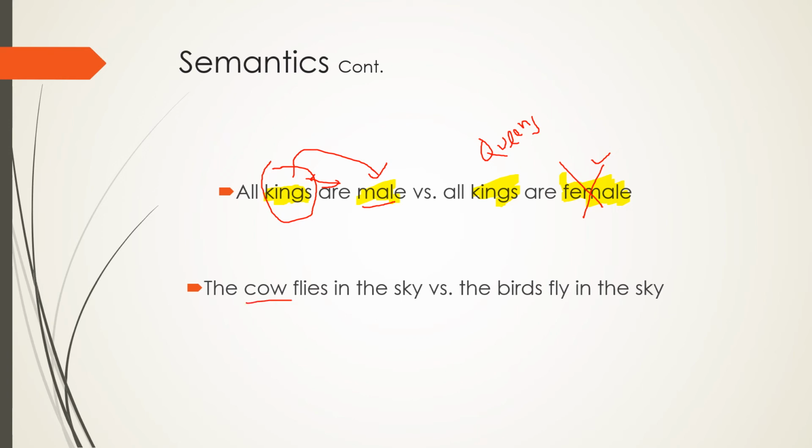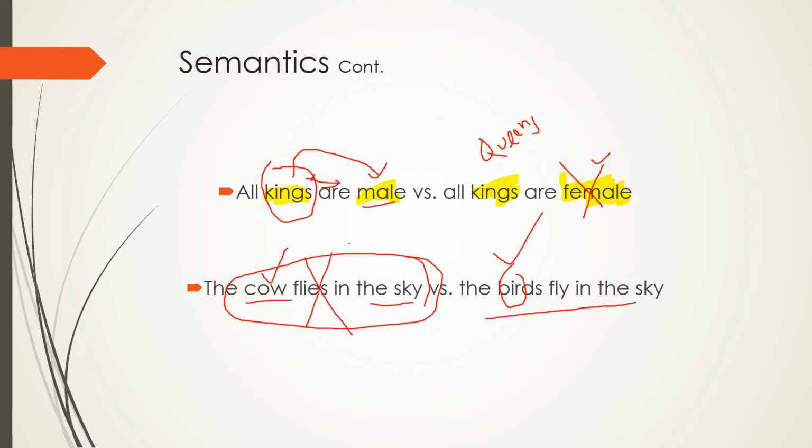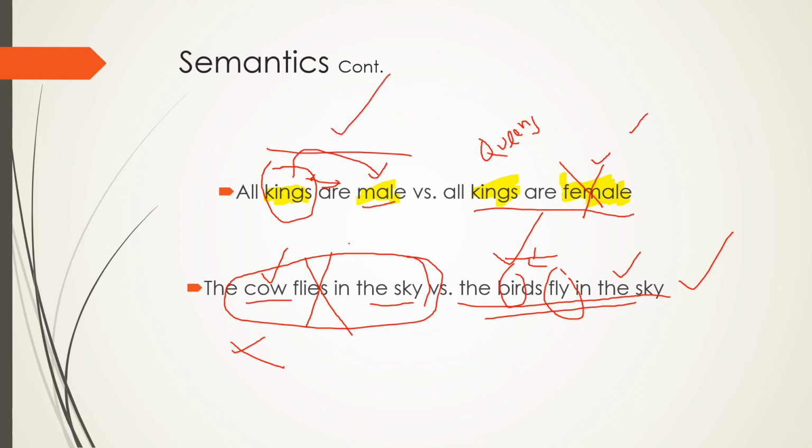The cow flies in the sky. This is a grammatically correct sentence, but we know cows cannot fly, but the birds can. So we cannot say the cows fly in the sky, but if we say the birds fly in the sky it is correct, because the affiliation with fly doesn't go with the cows but with the birds. So this particular sentence is correct, this is not, because of semantics. Semantics gives you the meaning, which words need to stay where.